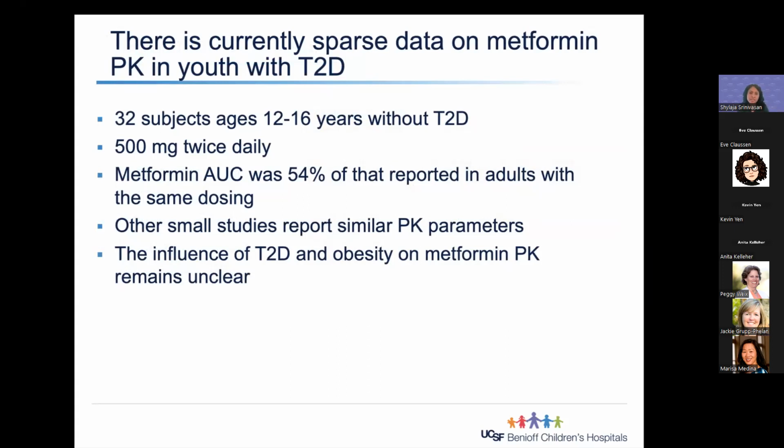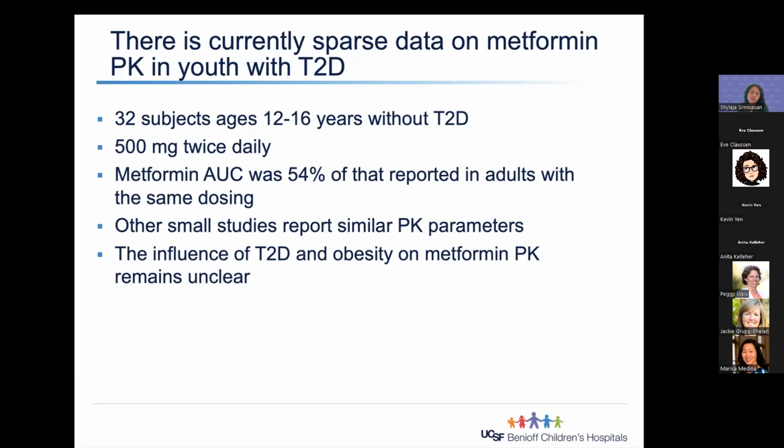There was a small study on 32 subjects of ages 12 to 16 years without diabetes, in which children were on 500 milligrams twice daily of metformin. And metformin area under the curve was only about half of that reported in adults with the same dosing. And other smaller studies have reported similar PK parameters. So it is not clear what the influence of age, diabetes, or obesity has on metformin pharmacokinetics in youth, and whether this can be a potential reason why children have differential response to metformin compared to adults.